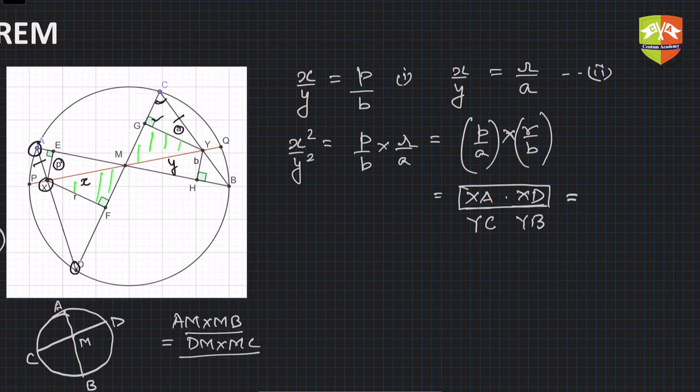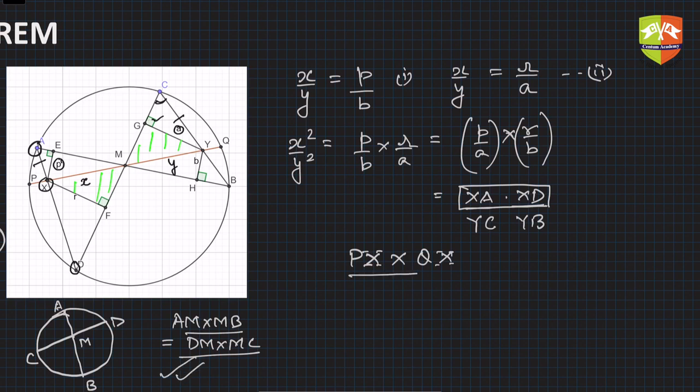So can I not write that as PX into XQ? Just to make it more clear, I can write PX into QX. So let me just demarcate it like that. PX into QX is equal to XA into XD by this theorem.